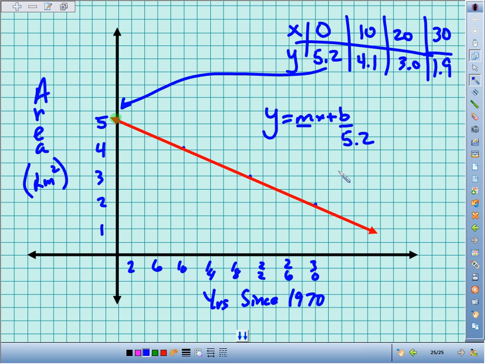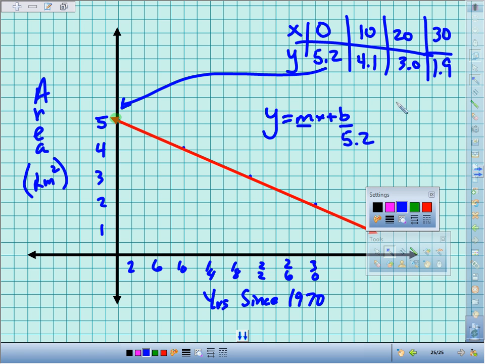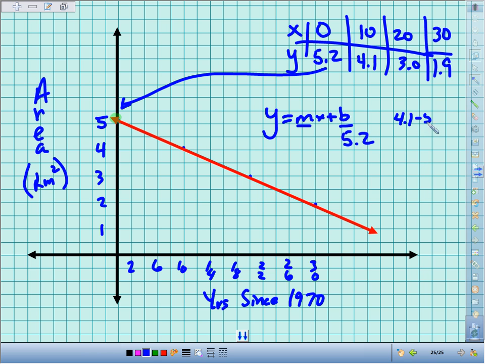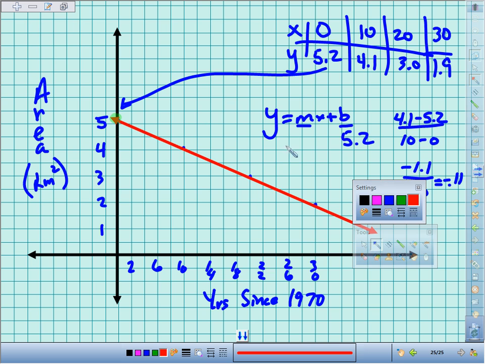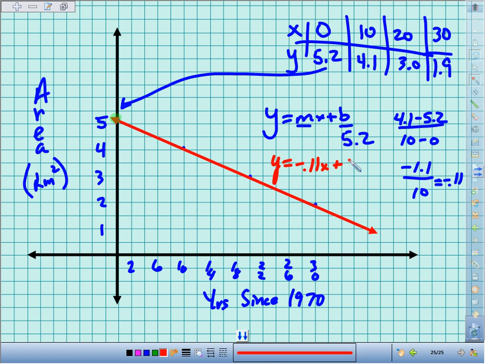To calculate slope, use any 2 points, y2 minus y1 over x2 minus x1. In this case, it really doesn't matter what 2 points I use. I'm going to choose the first 2. So y2 minus y1, 4.1 minus 5.2, x2 minus x1, 10 minus 0. 4.1 minus 5.2 is negative 1.1. Divided by 10 is going to be negative 0.11. Okay, so our final equation then would be y equals negative 0.11x plus the y-intercept, which is 5.2. That would be the equation of the line.